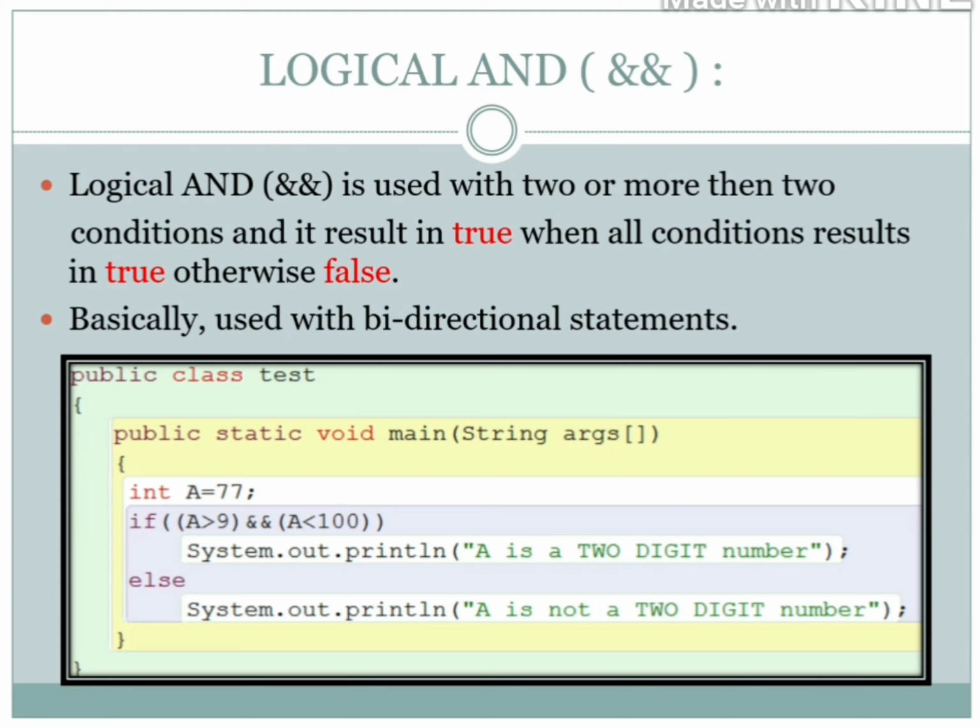See what I had already written: it results in true when all conditions result in true. In our case, both the conditions provide us true. That's why the result is true. It means the if condition works, and the output should be a is a 2-digit number. If any one of them provides us false, then the else part executes.